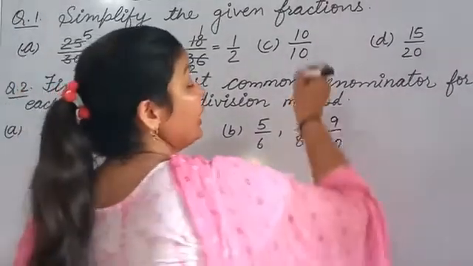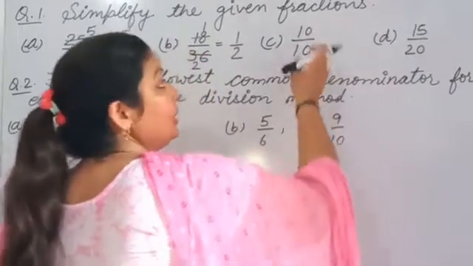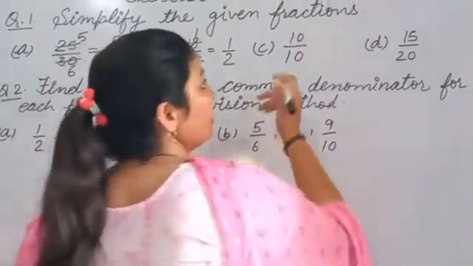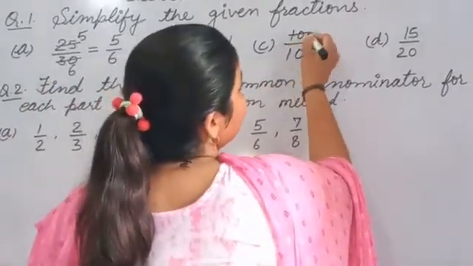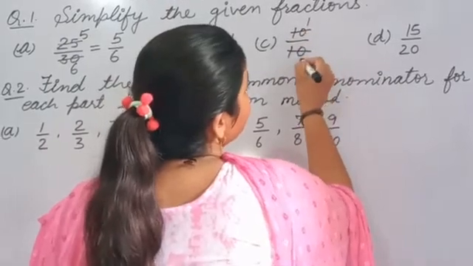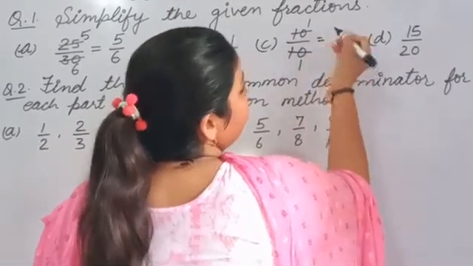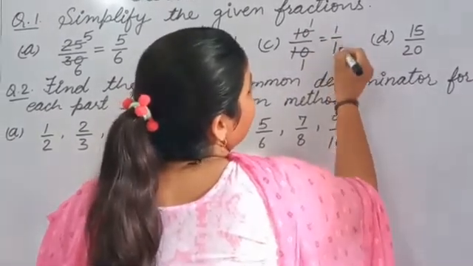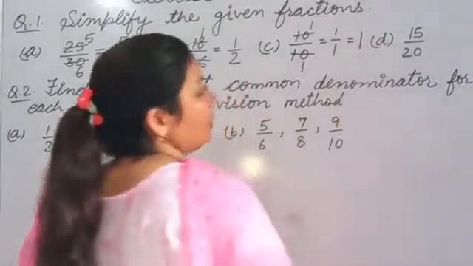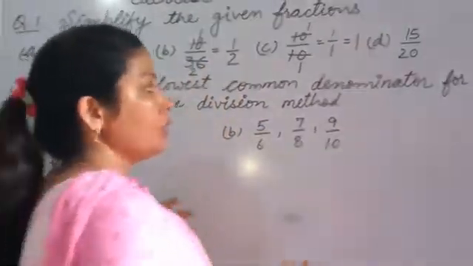Now 10 upon 10. So 10 upon 10, both come in the 10 table. So we will cancel by 10. 10 ones are 10, 10 ones are 10. We should divide both by 10. So it becomes 1 upon 1, and 1 upon 1 means 1. Okay, so like this you can do.